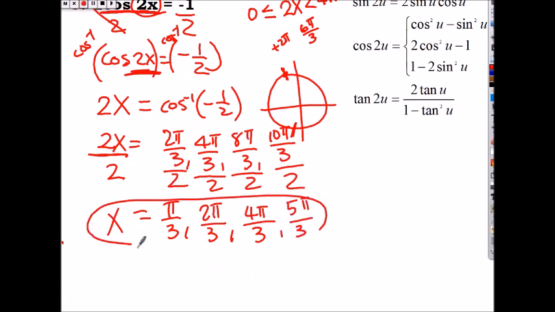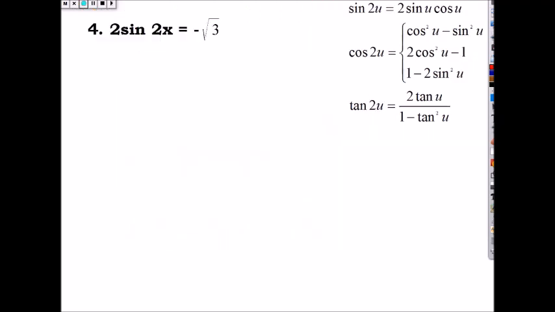See, if you did not find these two, you will have only these two answers, which will be just from 0 to pi. You want to have our solutions from 0 to 4 pi when x is 2x. Okay? So let's try another question.